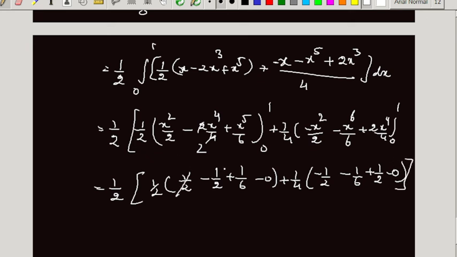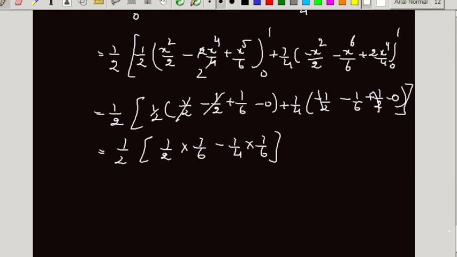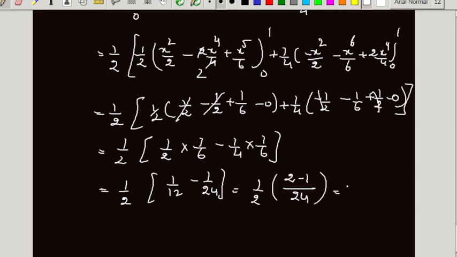So here we can cancel this 1 by 2 minus 1 by 2, and here we can cancel this minus 1 by 2 plus 1 by 2. Now we can write this as 1 by 2 into 1 by 6. Here we have minus 1 by 4 into 1 by 6. So we simplify this one: 1 by 12 minus 1 by 24. We take the LCM, so 24 is the LCM. We get 2 minus 1. So we get 1 divided by 48 as the answer.